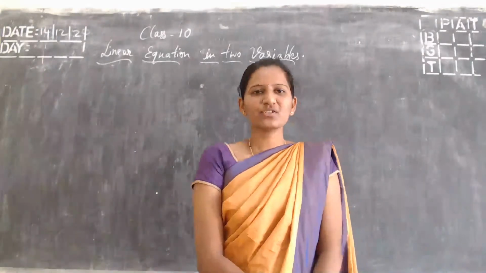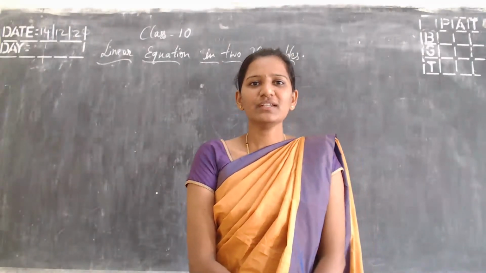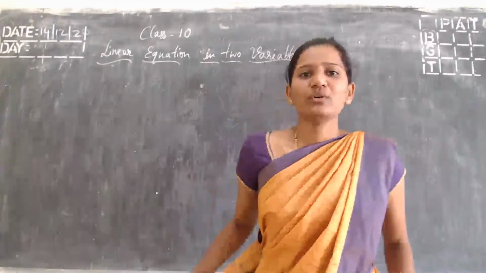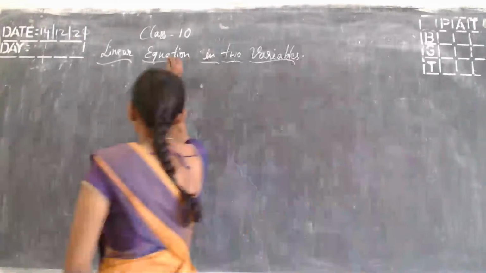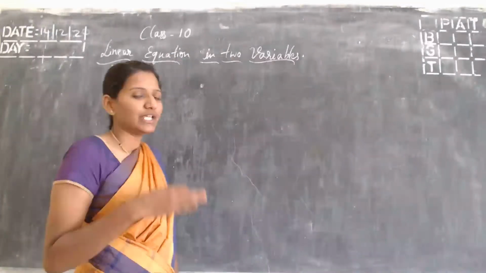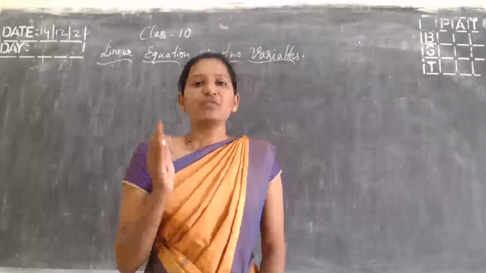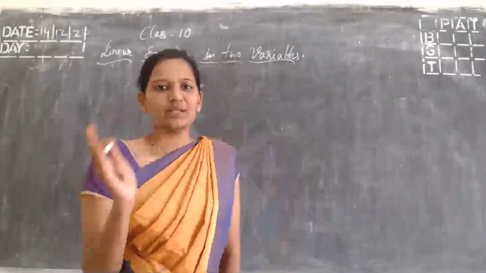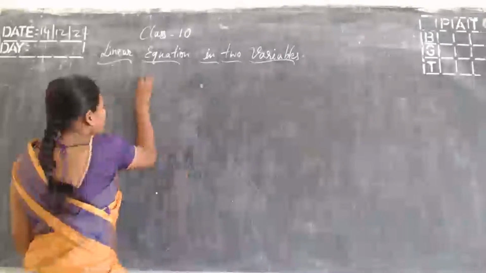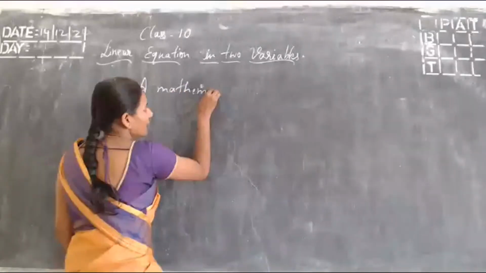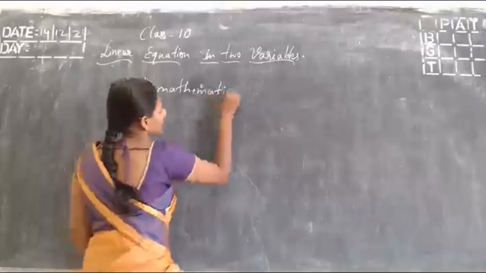Today we are going to discuss linear equations in two variables. Initially, we have to know what an equation is. What is an equation? An equation is nothing but a mathematical expression which is having an equality symbol.